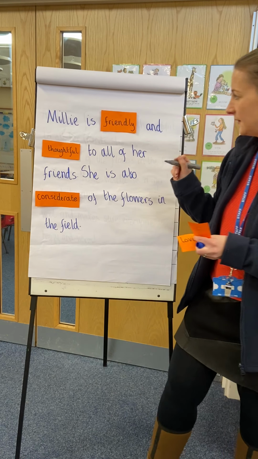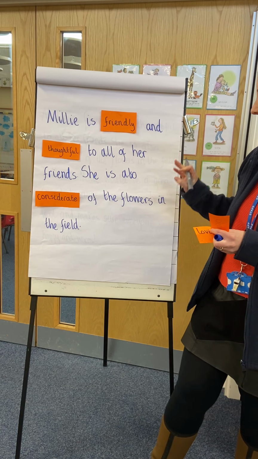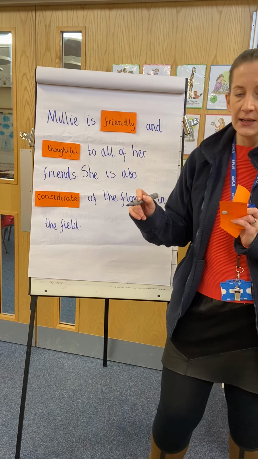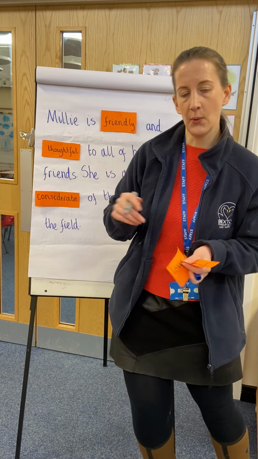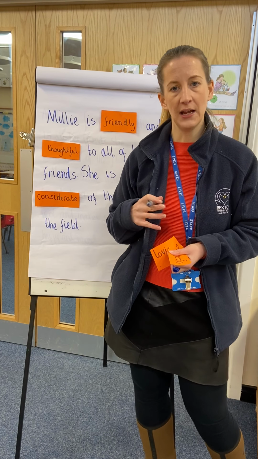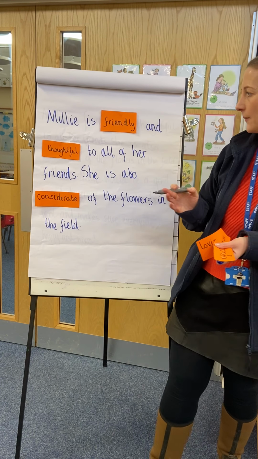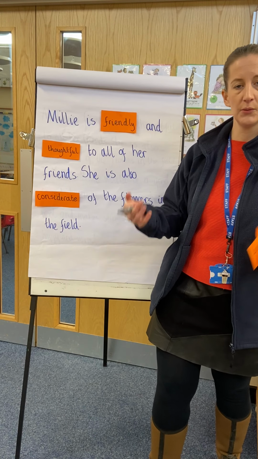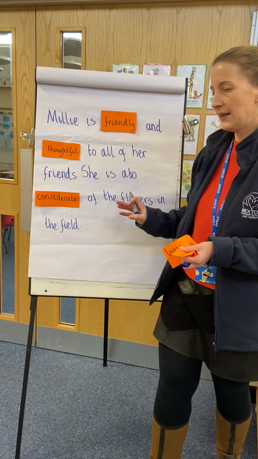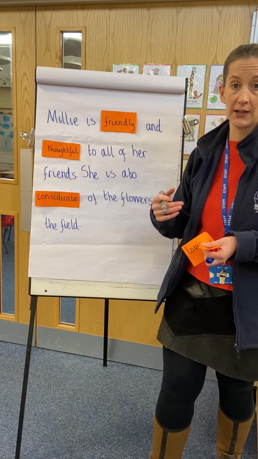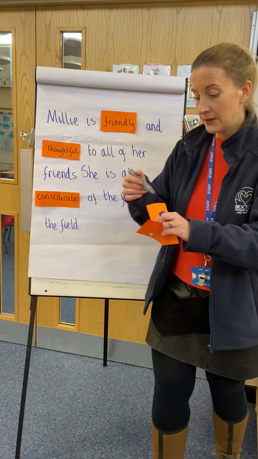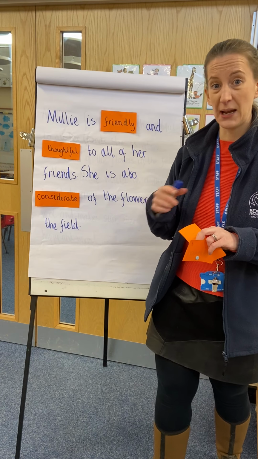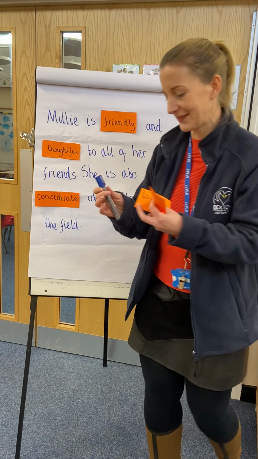So I've got all my ideas there. Millie is friendly and thoughtful to all of her friends. She is also considerate of the flowers in the field. Now, if you're working alongside me, why don't you pause it now and have a go at writing a few sentences about Millie and what she's like as a person. So our first paragraph was a description of what she looked like, and our next paragraph is a description of her character, her personality. So you pause the video and have a go and come back to me, and let's compare our work. So I'll see you shortly.